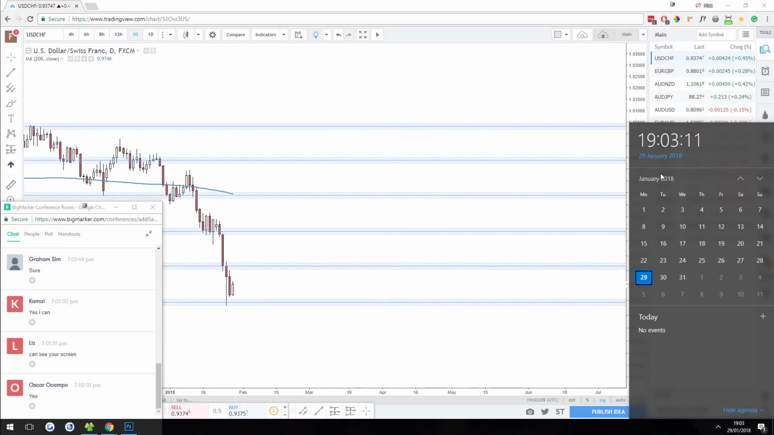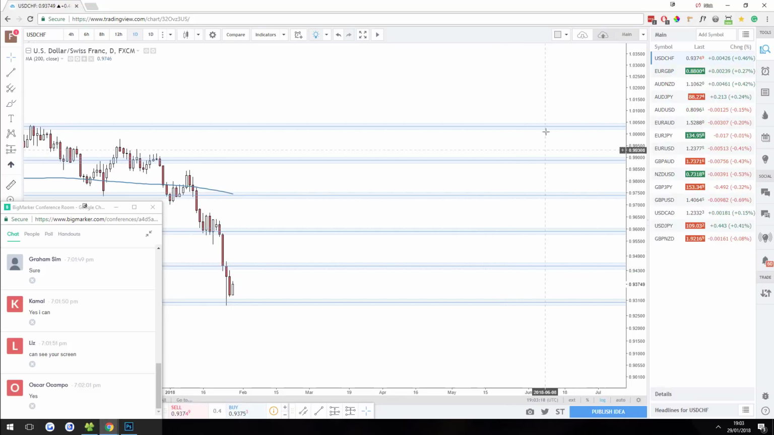Today is Monday, the 29th of January 2018, and the time is 7:03 here in the UK. You're looking at a USD CHF daily chart.